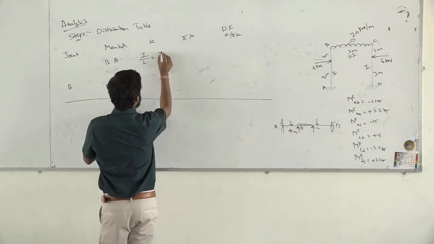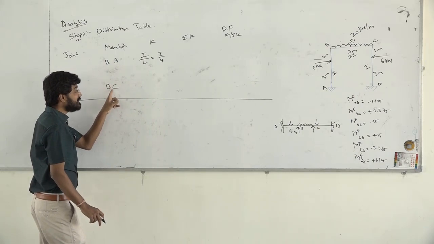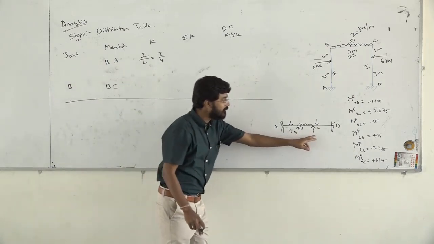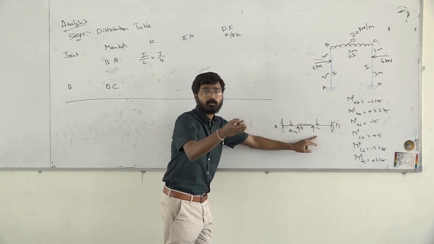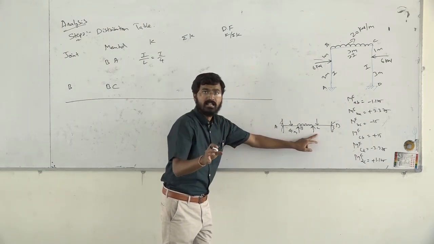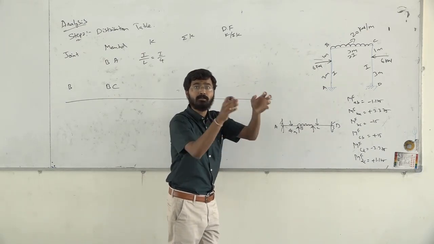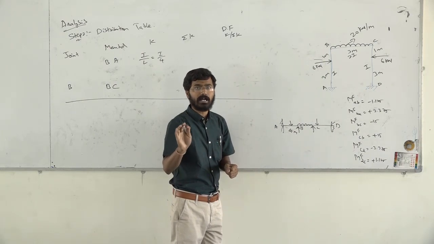So this is I by 4. Now similarly, if you go with BC, C is my far end. So what I have said to you is, whenever you see the far end, if it is a fixed support or a continuous support, then that support we take as I by L. If your far end is simply supported, a roller or a hinge support, then we will take it as 3 by 4 I by L.